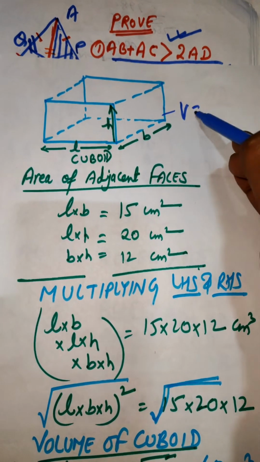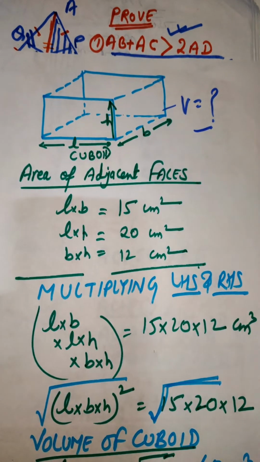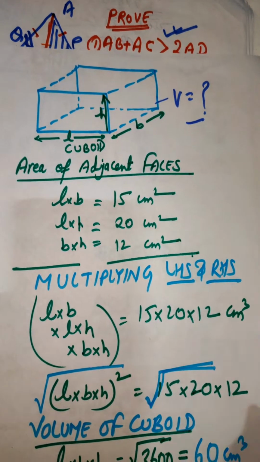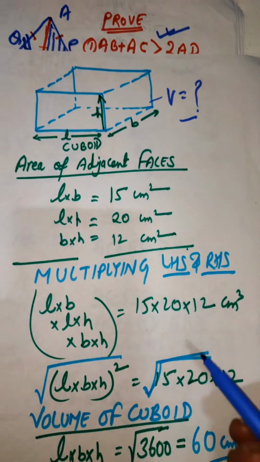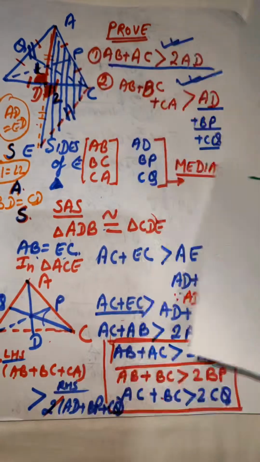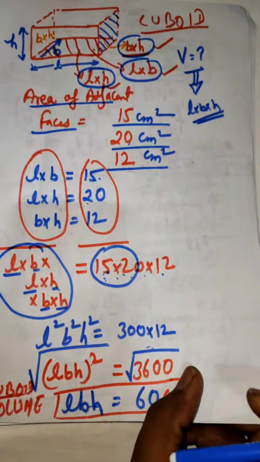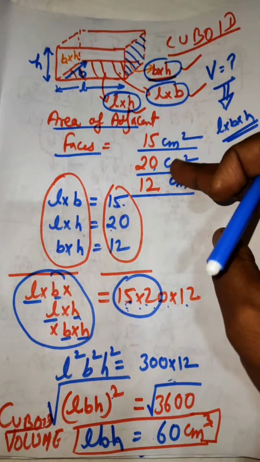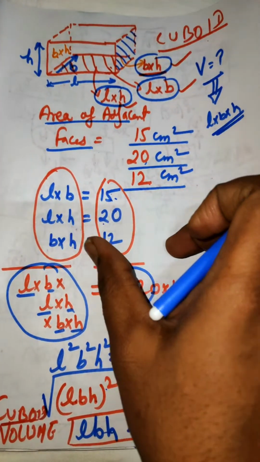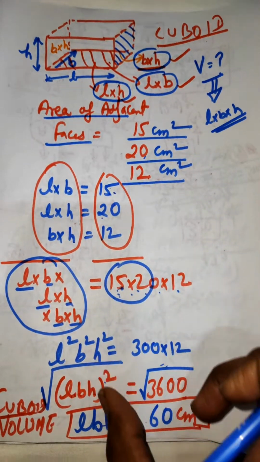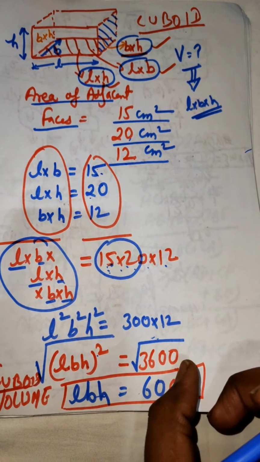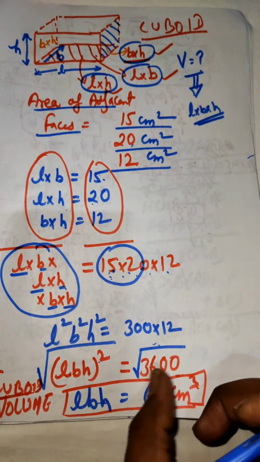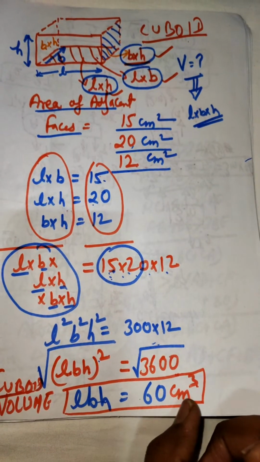What is the volume? For this, we solved in the same fashion: L into B, B into H, L into H. Just multiply the LHS and RHS to get (LBH) whole square equal to 3600 into the RHS. Take a square root and we get the volume of the cuboid.